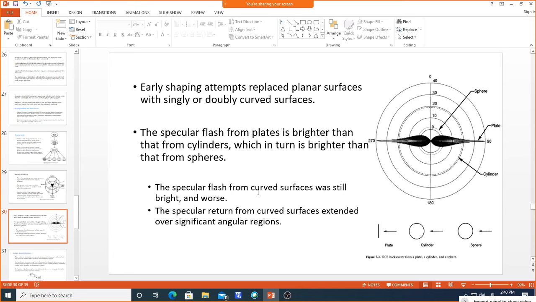So the specular flash from curved surfaces was still bright, and worse in some cases, because it depends on how we shape the conformal surface. Based on that conformal surface, the specular returns will be there and it will reflect the energy. So the specular return from curved surfaces extended over a significant angular region. You can see that in all angular regions these surfaces will have the specular return. But how much energy is reflected from the curved surfaces, we again need to control using shaping techniques on those curved or conformal surfaces.